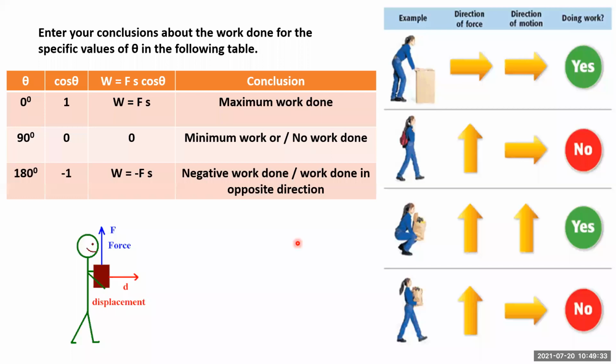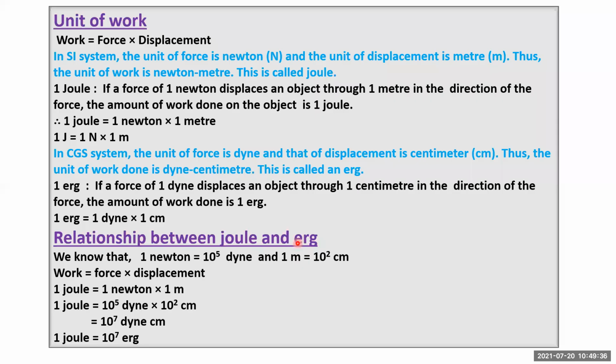Now today, further in the same topic, we are going to discuss the unit of work done. Since force has its unit, the unit of force is Newton and displacement is meter. Hence, on multiplying Newton and meter, we get the unit of work. So work is a measurable quantity. Therefore, it can be measured in a unit, which is Newton into meter.